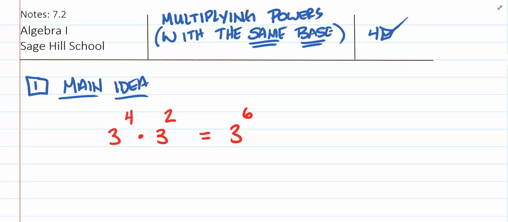Because that's what my teacher told me to do last year. Yes, they do have the same base, but why do you add the powers? How come it's not 3 to the 8th? We're multiplying the bases. Why don't we multiply the exponents? I don't get it.